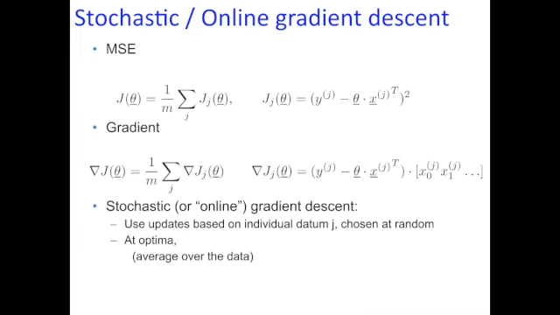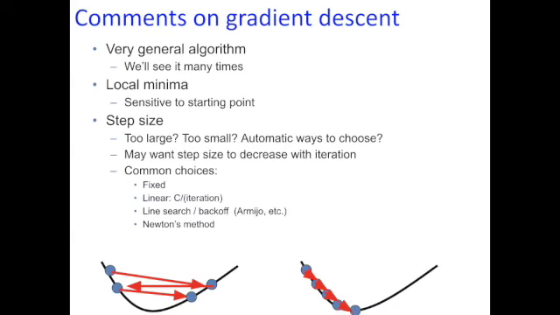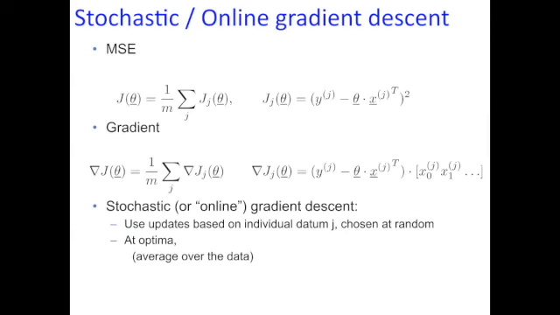All right, so I want to mention something I just mentioned. There's something called stochastic versus online gradient descent. In batch gradient descent, you update your parameters based on the gradient calculated over all samples. There's another version, called online gradient descent, where you update the parameters based on an individual data point chosen at random.